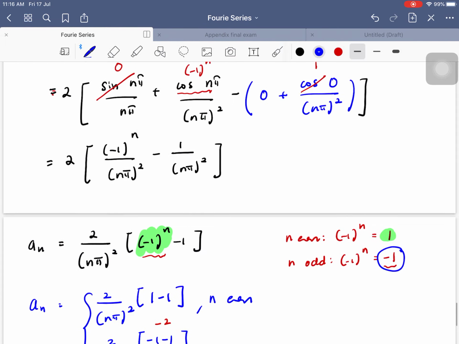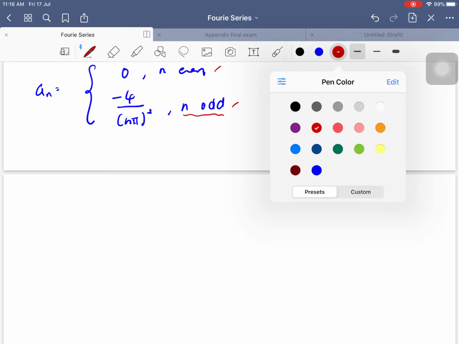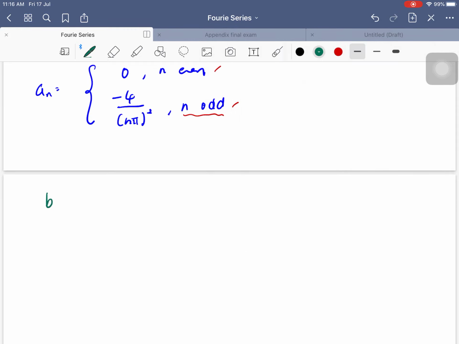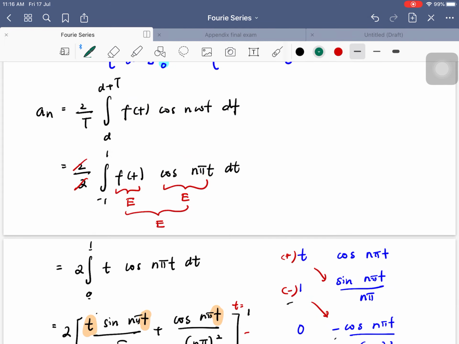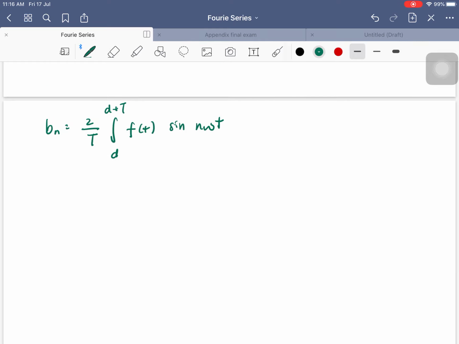Now that we have done with the A naught and An, only then are we going to proceed with our calculation of Bn. So this is going to be my formula for Bn. It's going to be 2 over T, integral from d until d plus T, f of t sine of n omega t dt. The previous one was multiplied by cos, but for Bn, we multiply it by sine.